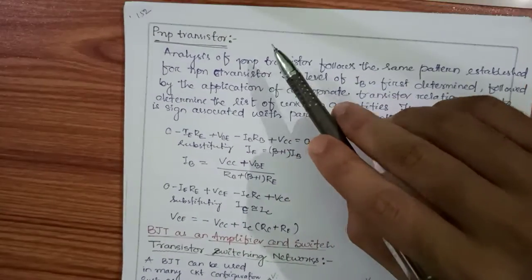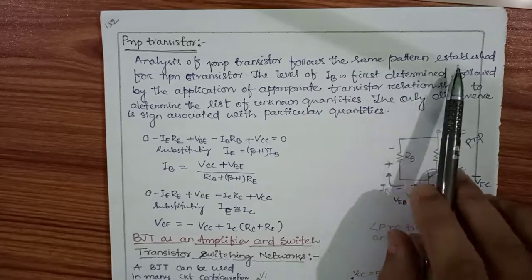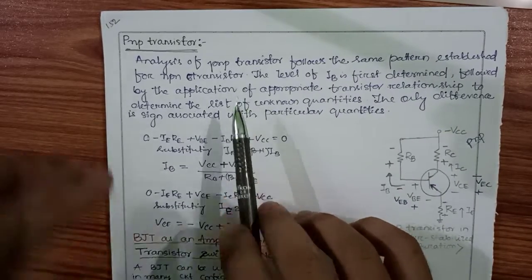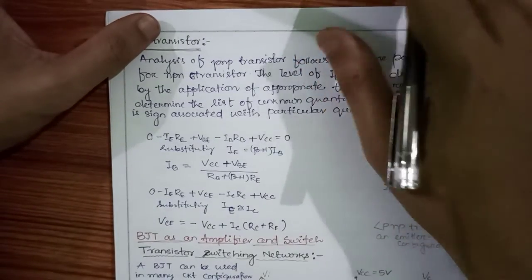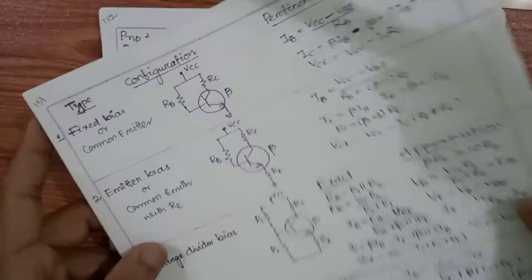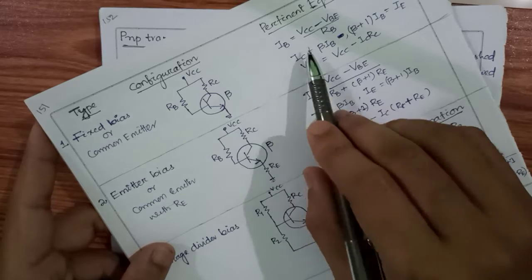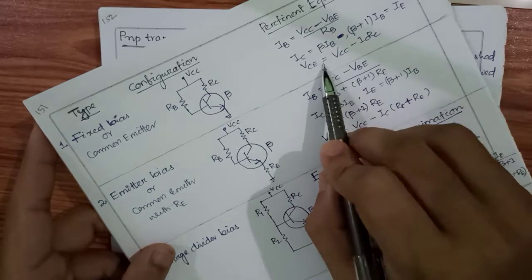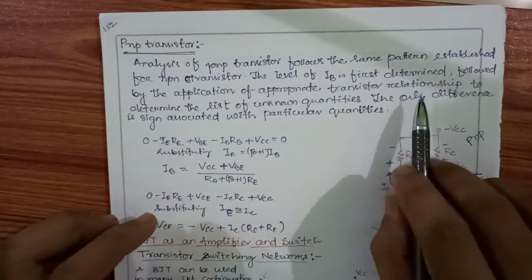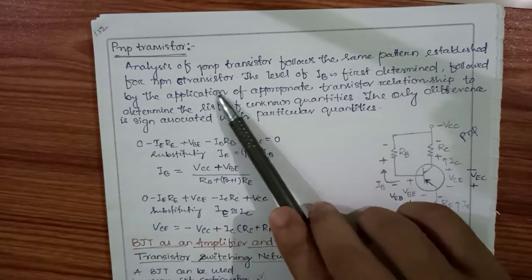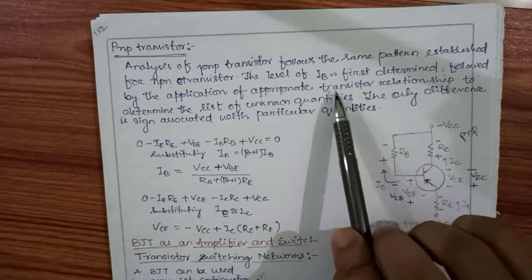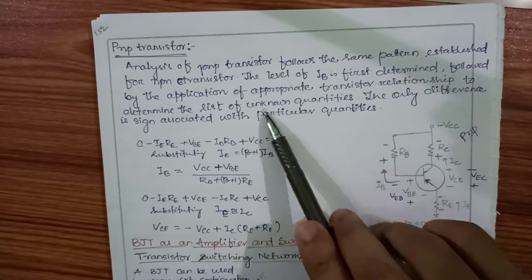So the analysis of this PNP transistor follows the same pattern established for the NPN transistor. Each and everything that we did for our NPN transistor, for our PNP transistor we will follow the same method. First we will find the value of IB, then from IB I will find IC, then IE, then the VCE equation. Everything will be the same. First the level of IB will be determined, followed by the application of the appropriate transistor relationships, meaning IC, IE, then VCE. There is a list of unknown quantities.